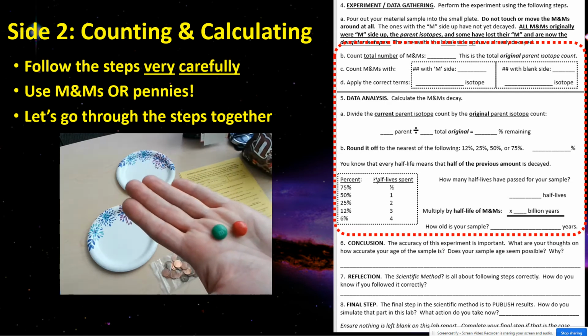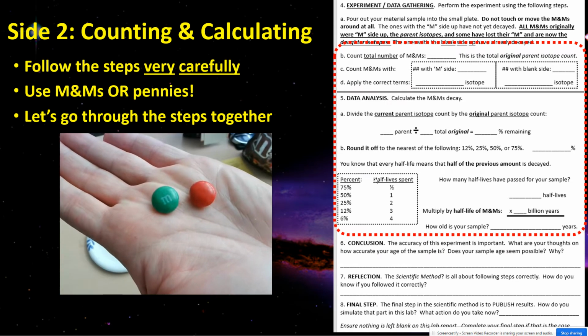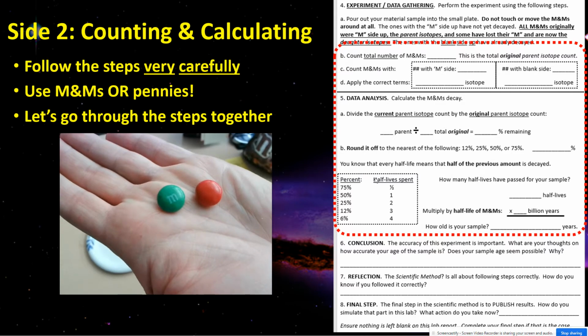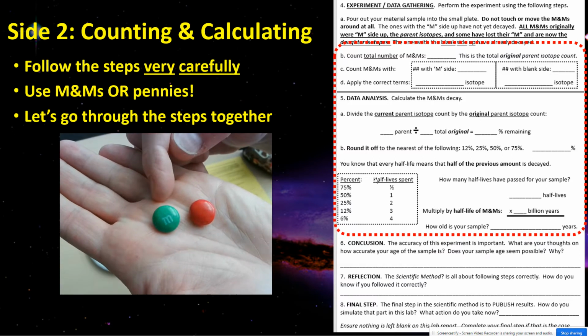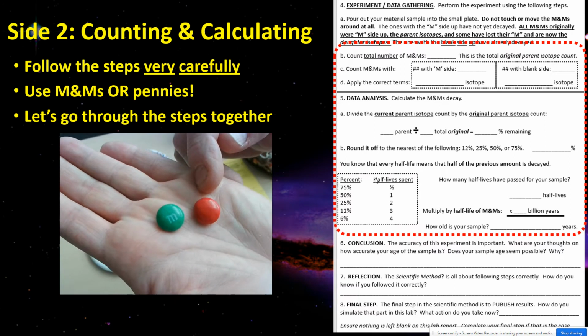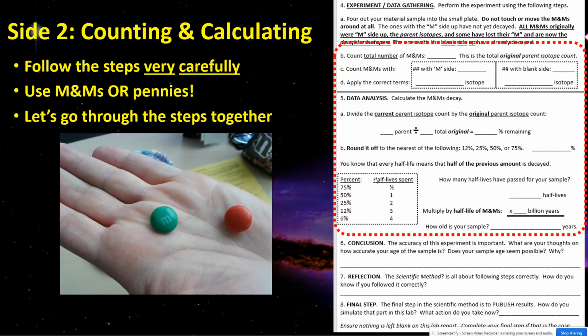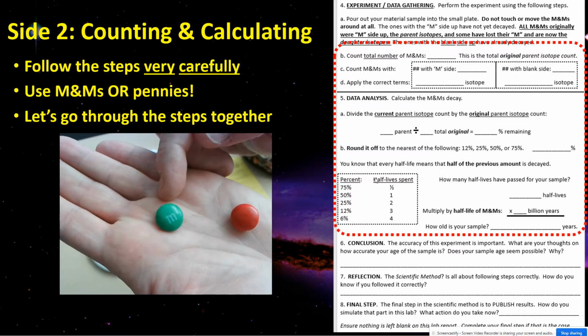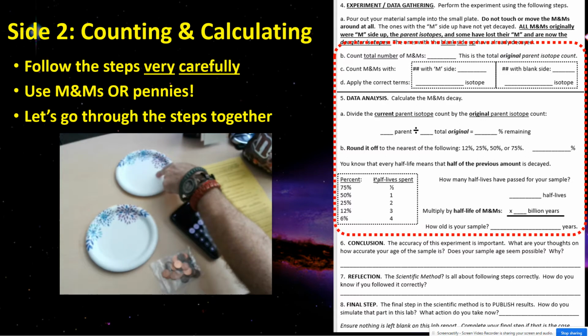So here we have an example. The M on the green M&M is up. The red one shows blank. The M is gone. Okay? So in this case, the M is our parent isotope and our green is the daughter. It's already decayed. We're not concerned about that one as much. This is the one we'll be counting and comparing it with the total of our sample.